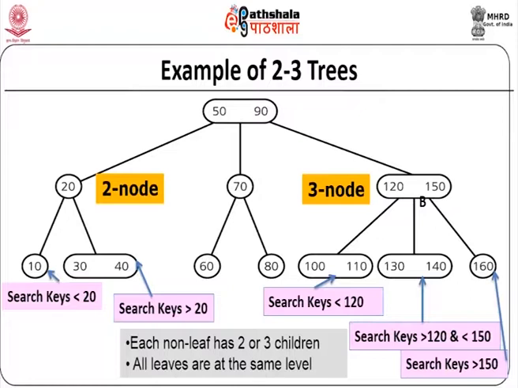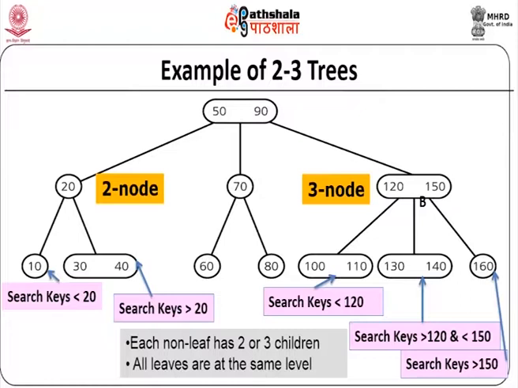Now, if you look at the search key values, first let us look at the subtree rooted at 20. All the elements in that subtree will be less than 50. All the elements in the subtree rooted at 70 will be between 50 and 90. All the keys of the subtree rooted at the 3 node containing the data values 120 and 150 will have a value greater than 90. So, that is the idea.